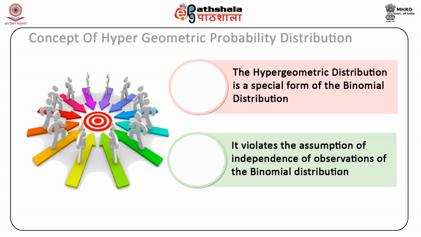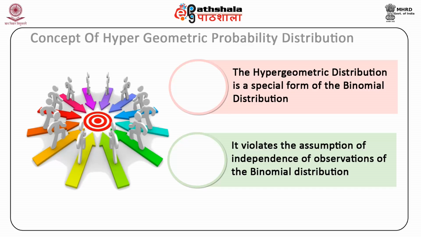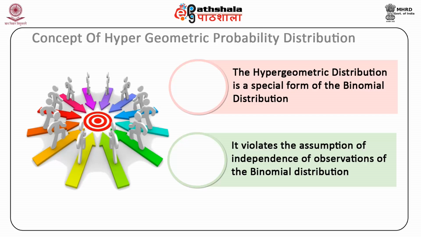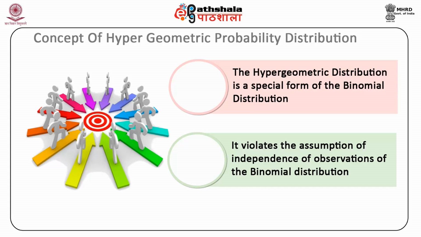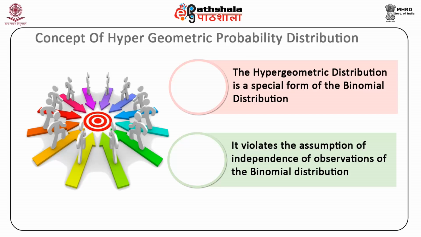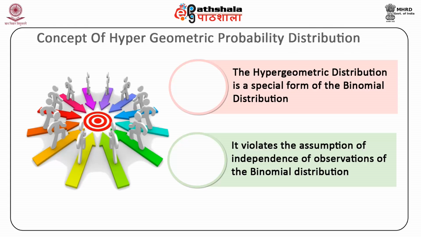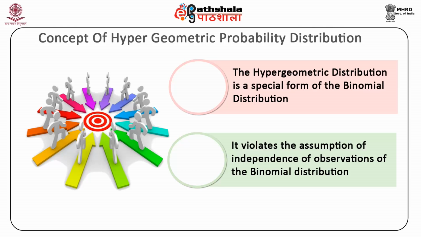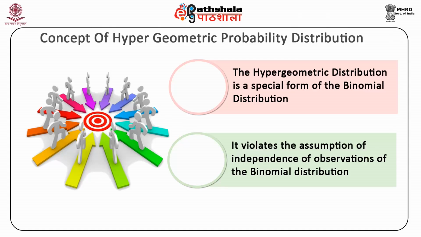Since we do not replace the first marble, the probability of drawing a second red marble depends on the outcome of the first marble drawn. This violates the assumption required by binomial distribution. The probability of success, which is getting a red marble, does not remain constant in both draws. This is then sampling without replacement. To make this a binomial experiment, we must replace the first marble drawn before drawing the second one. This way, the probability of success remains the same across both draws.